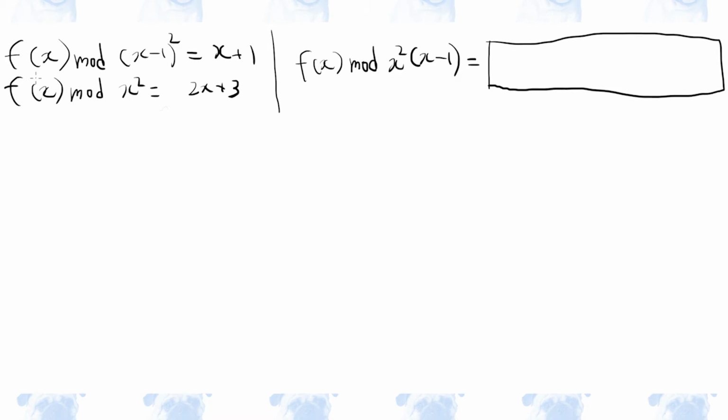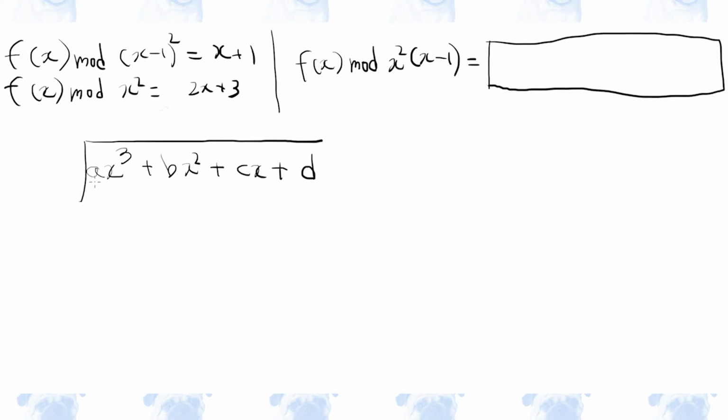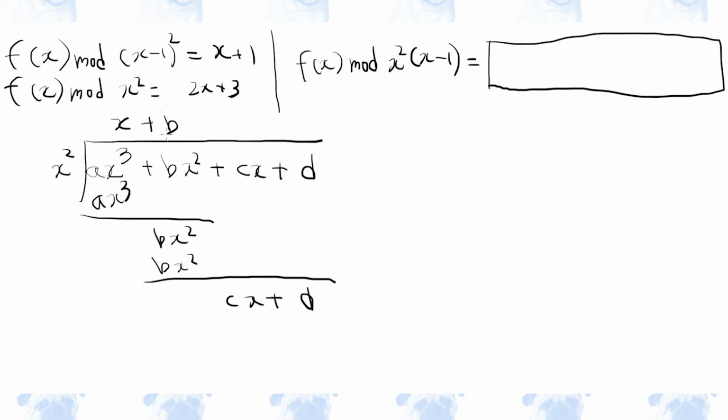We don't know what the original function is, but from the fact that we are dividing this function by a squared number, we can infer that we are dealing with a cubic function, like this. So let's do some division. Assuming that this is f of x, let's divide this function by x squared. Now, the remainder of this division is cx plus d, but we know from this expression that the remainder is 2x plus 3. Therefore, c is 2 and d is 3.